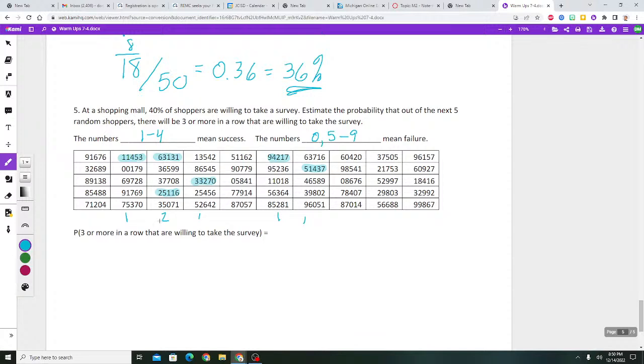So that would be a total of 6. 6 out of 50. And so 6 out of 50 is 0.12, and 0.12 is 12%. So we can expect that 12% of the time, 3 or more shoppers in a row would be willing to take a survey.